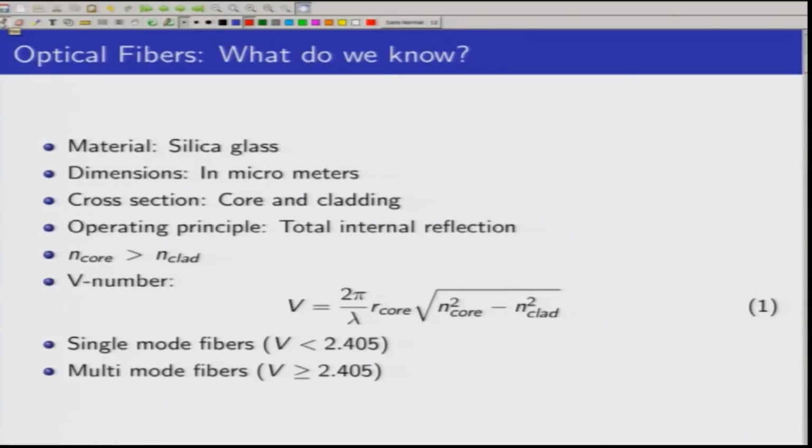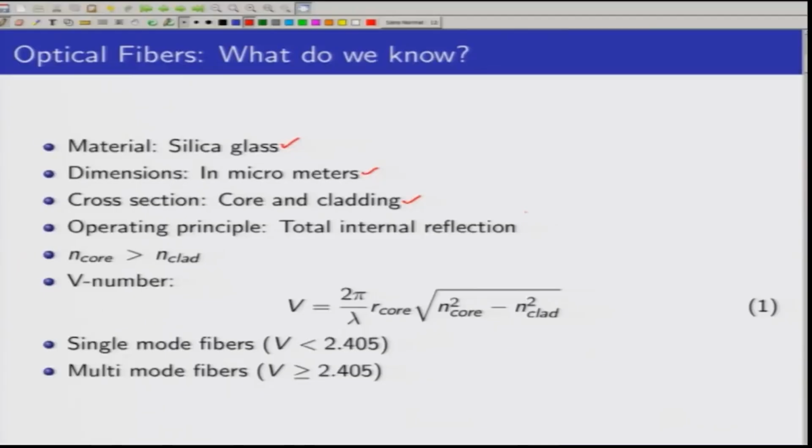It is made of silica glass, with a cross section of core and cladding with dimensions in micrometers, and the optical fiber works under the principle of total internal reflection. Hence, in order to satisfy the condition of total internal reflection, the refractive index of the core must be greater than the refractive index of the cladding. This is what we know about optical fibers.